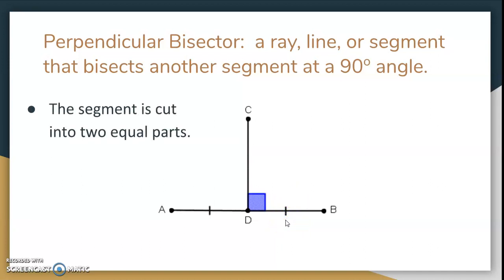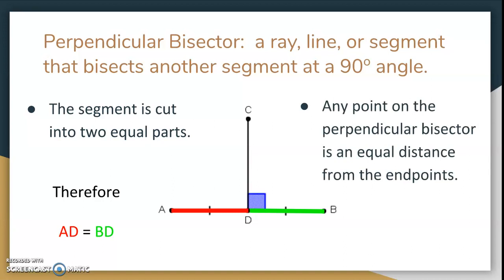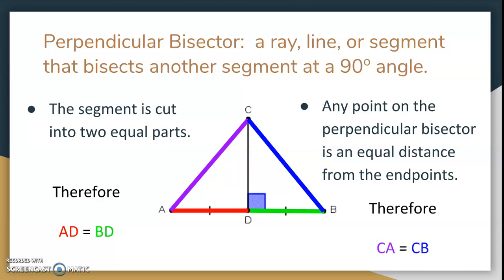Two interesting facts from the perpendicular bisector. One, we know the segment is cut into two equal parts. So AD in red and BD in green at the bottom must be equal to each other. We also find out that any point on the perpendicular bisector must be an equal distance from the endpoints, A and B. So in this case, C is on the perpendicular bisector. Therefore, we know that AC in purple must be the same distance as CB in blue, which tells us that CA is equal to CB. Let's see that in practice.